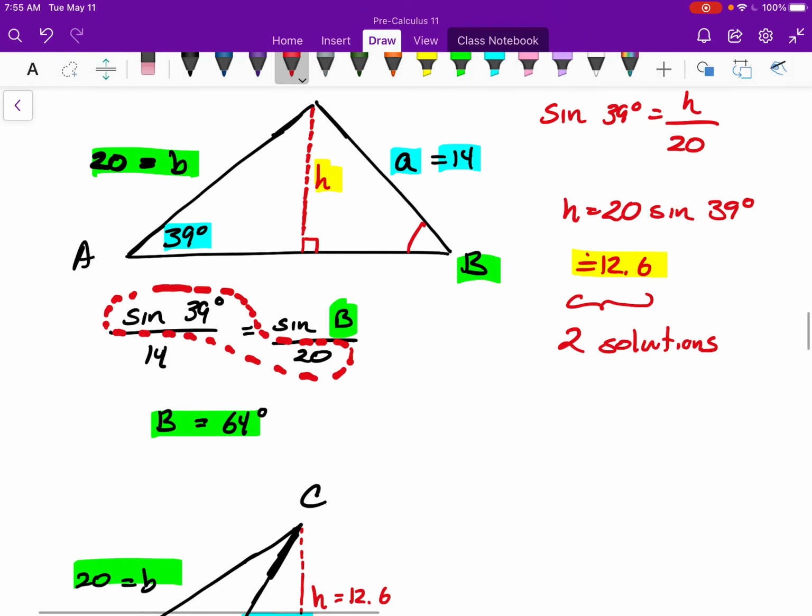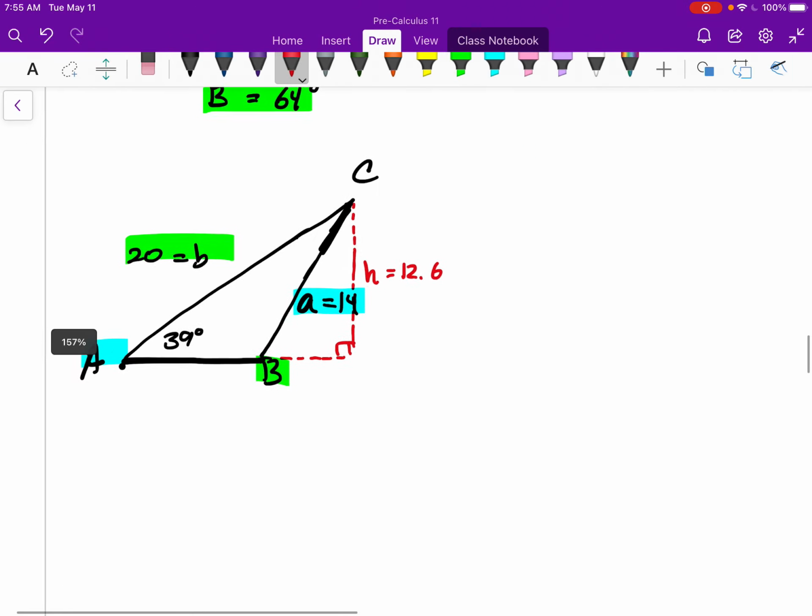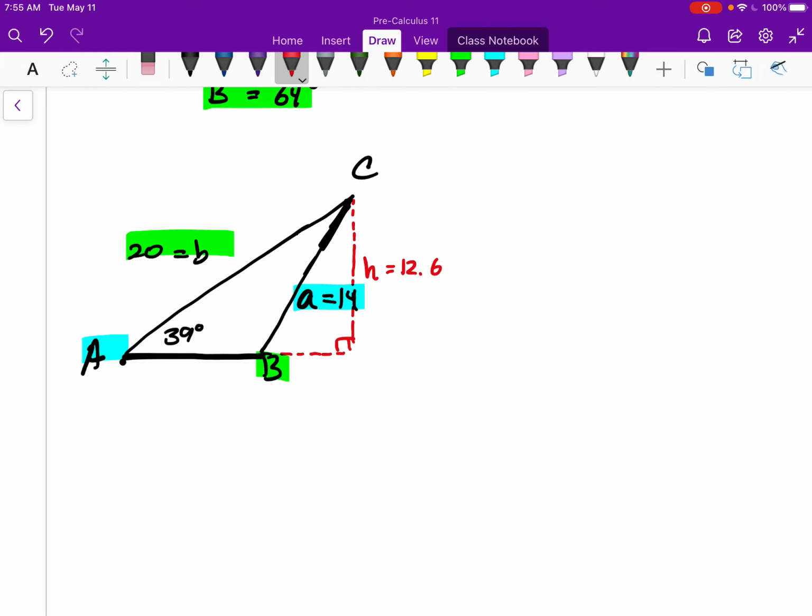Well, let's try to find B in this triangle. If I do the same thing, I'm going to have a bit of a problem, because I can still set it up the exact same way.